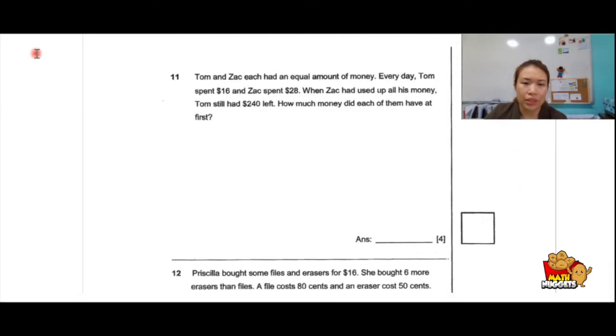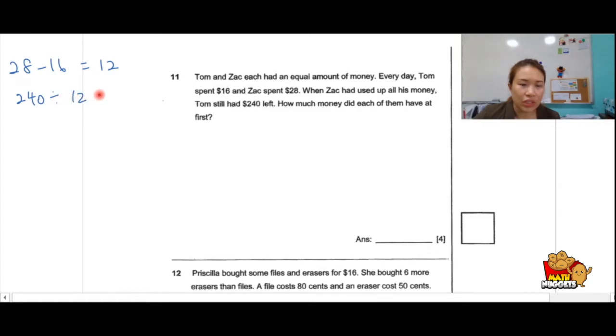Question 11, Tom and Zach each had an equal amount of money. Every day Tom spent $16 and Zach spent $28. So when Zach finished his money, Tom still had $240 left. Now every day Zach spent 28, Tom spent 16. So there's a difference of $12 in their spending. Zach spends $12 more than Tom every day. Such that in the end, Tom will still have $240 left. So we take the leftover divided by the difference. This tells us that they were spending for 20 days.